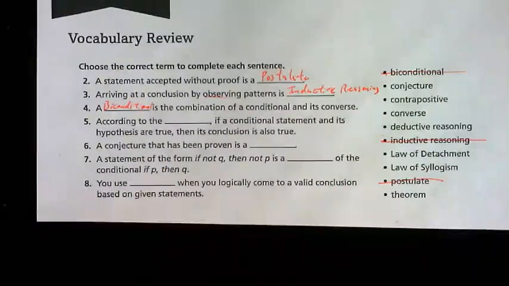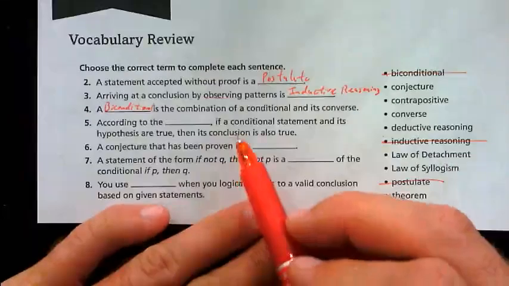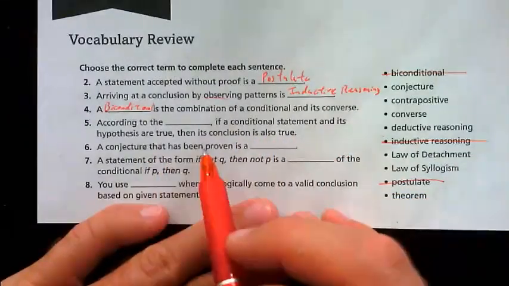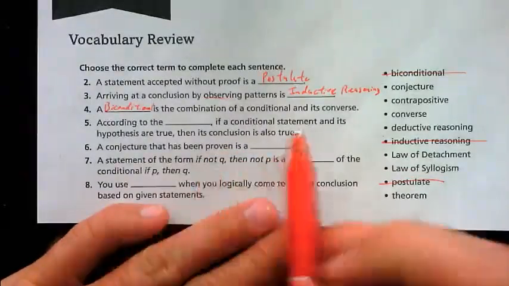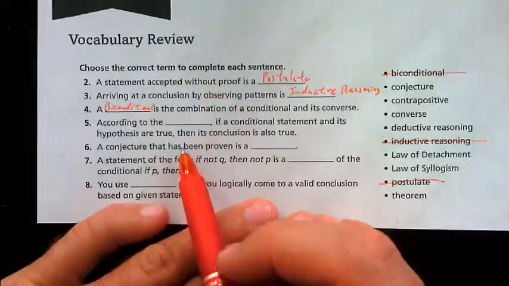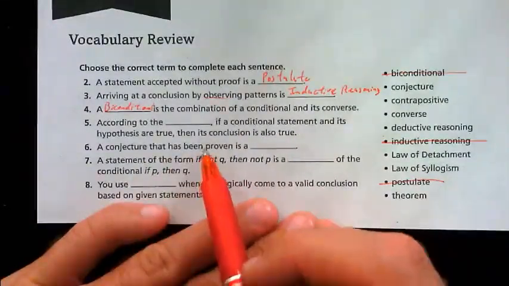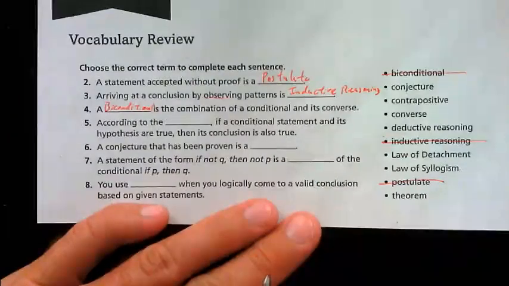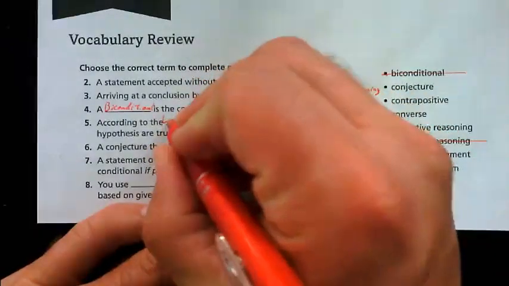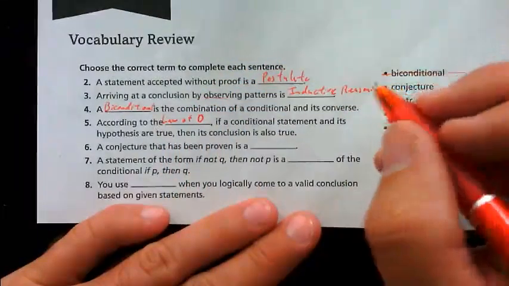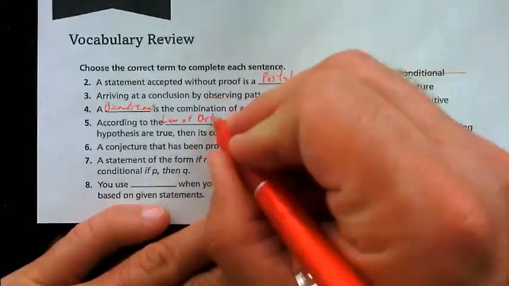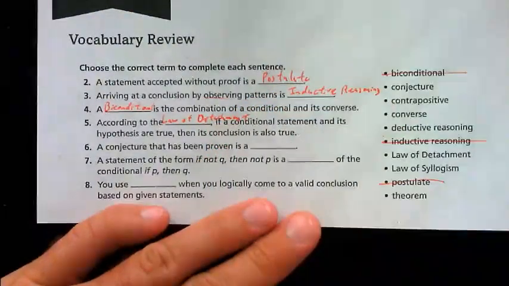Number 5, according to the blank, if a conditional statement and its hypothesis are true, then its conclusion is also true. So if you're given a conditional statement and a hypothesis that are true, then you come up with your conclusion based off of that. That is law of detachment. Again, you're given one full conditional statement and you're given a hypothesis, and then you come up with the other part of the conclusion based on that. That is law of detachment.